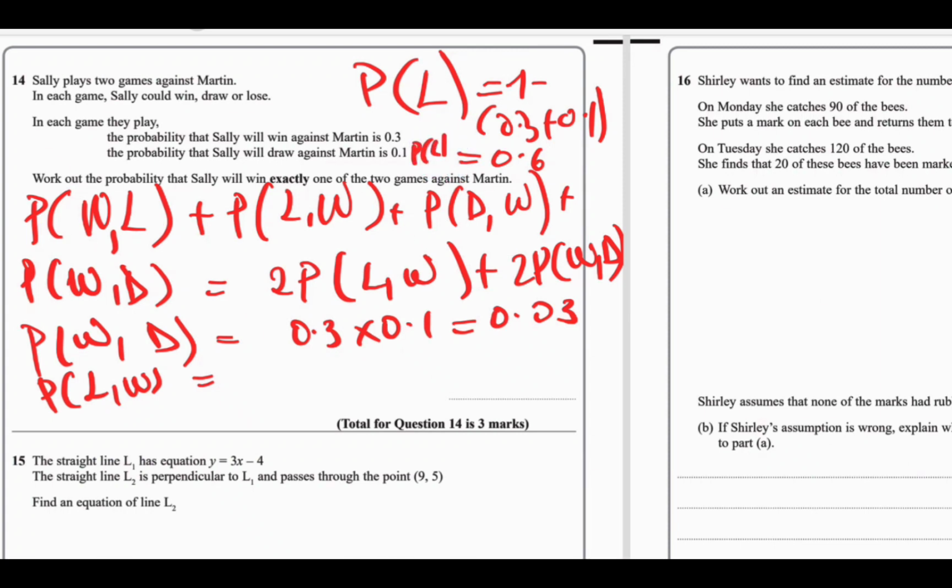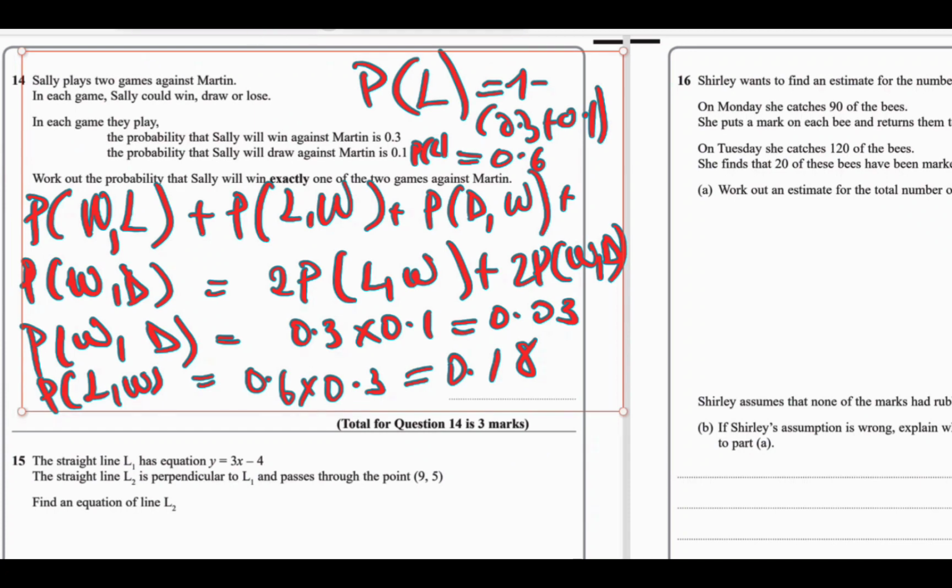Sorry, this is getting a bit messy. Okay, so it's 0.6, so 0.6 times her probability of winning, which is 0.3, will be equal to 0.18. Alright, I am gonna have to reduce this a little bit, have more space.